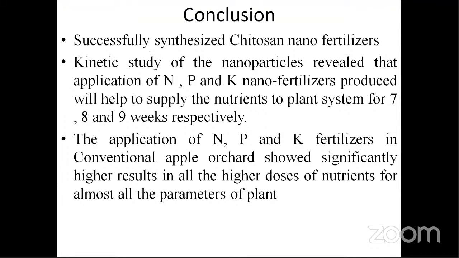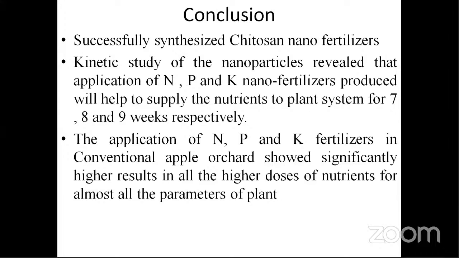So this is the conclusion. We successfully synthesized nanofertilizers. The kinetic study of the nanoparticles revealed that application of N, P, and K nanofertilizers could supply nutrients to the plant system for 7, 8, and 9 weeks. More precisely, nitrogen was able to yield for 7 weeks, phosphorus for 8 weeks, and potassium for 9 weeks.